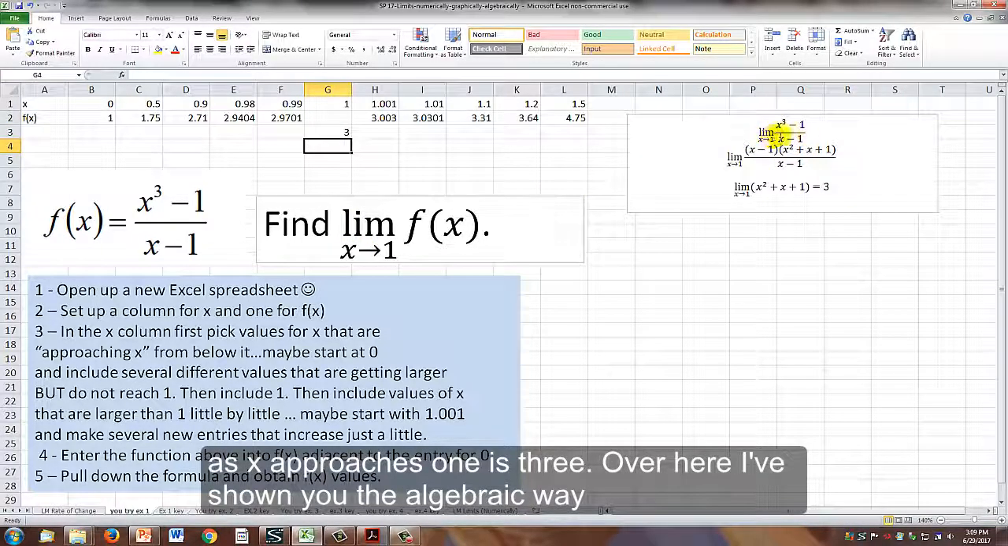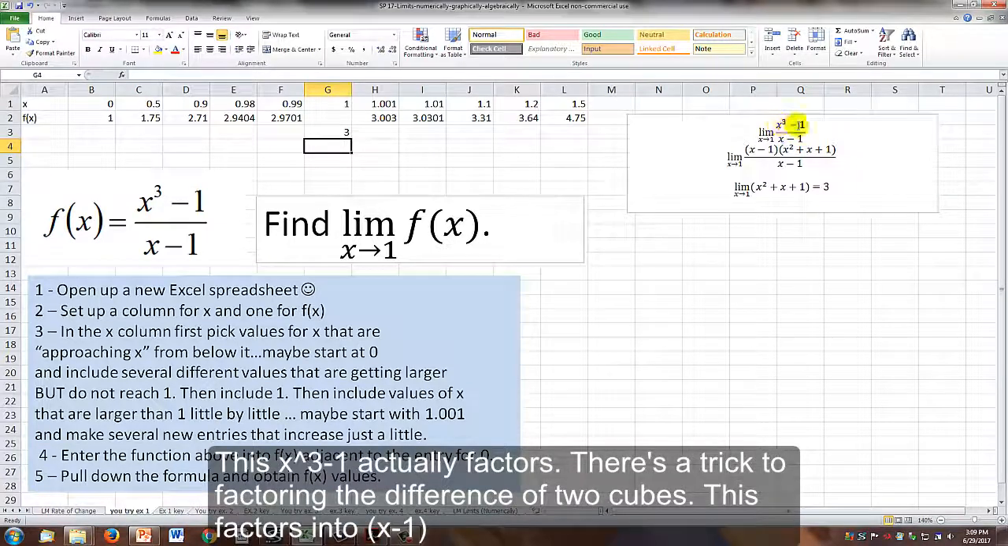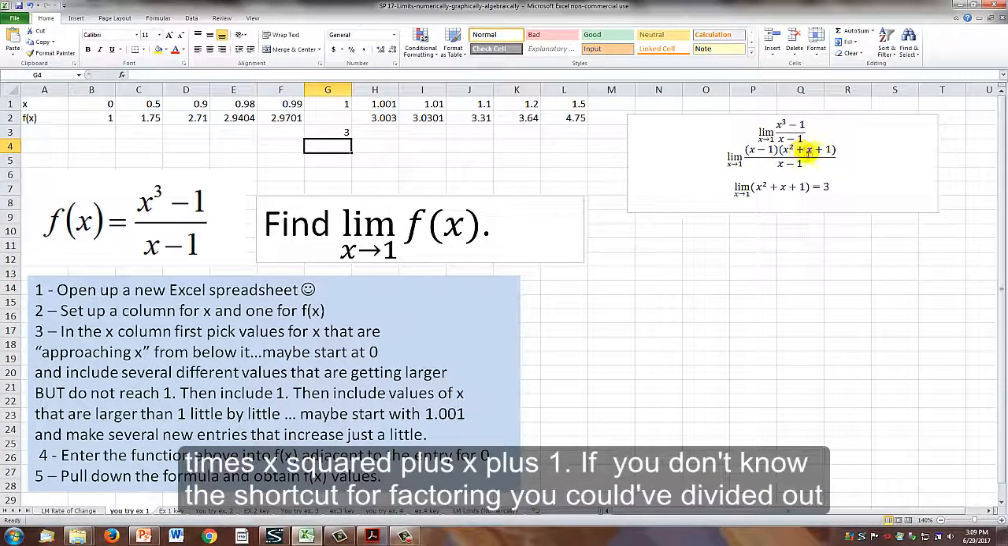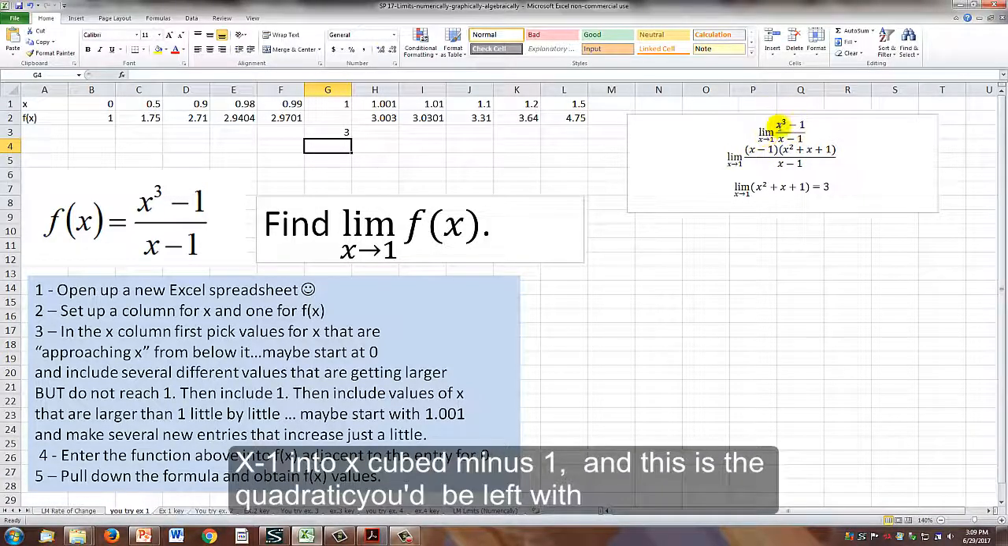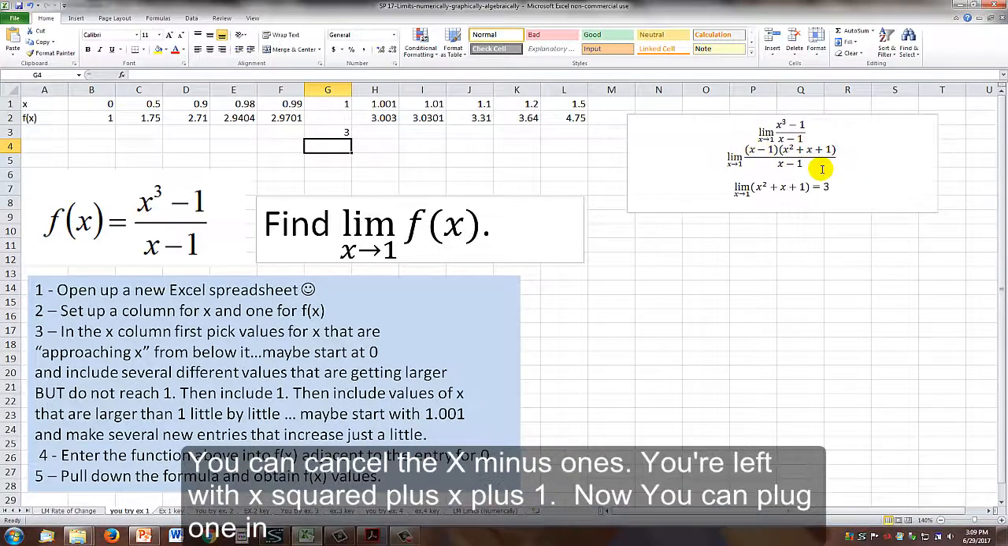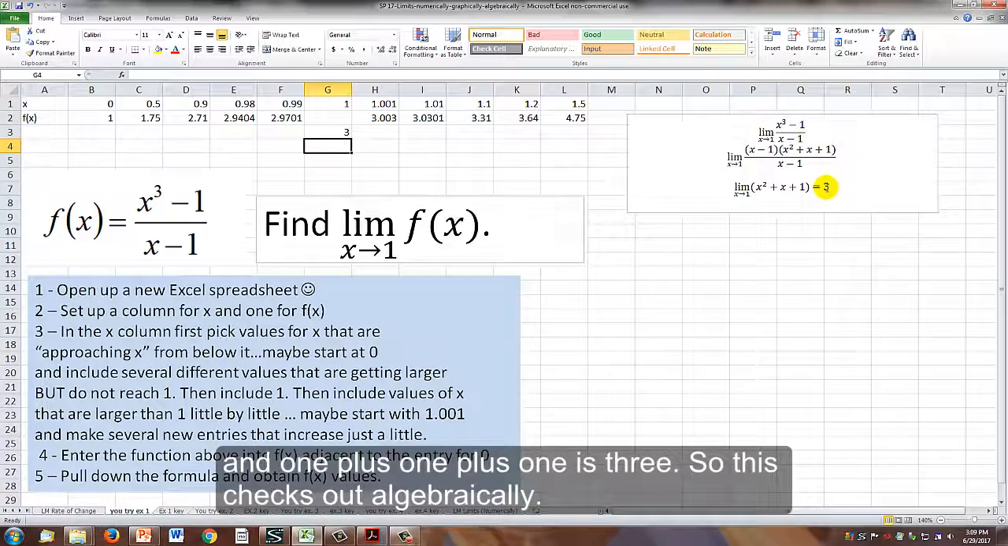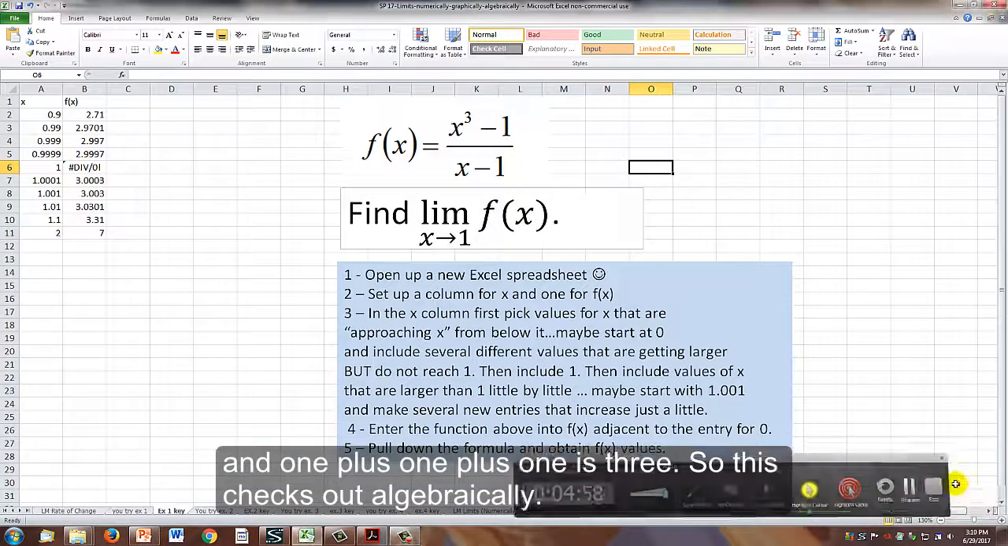Over here I have shown you the algebraic way. This x cubed minus 1 actually factors. There's a trick to factoring a difference of two cubes. This factors into (x minus 1) times (x squared plus x plus 1). If you don't know the shortcut for factoring, you could have divided x minus 1 into x cubed minus 1, and this is the quadratic you'd be left with. You can cancel the x minus 1's. You're left with x squared plus x plus 1. Now you can plug 1 in. 1 plus 1 plus 1 is 3. So this checks out algebraically.